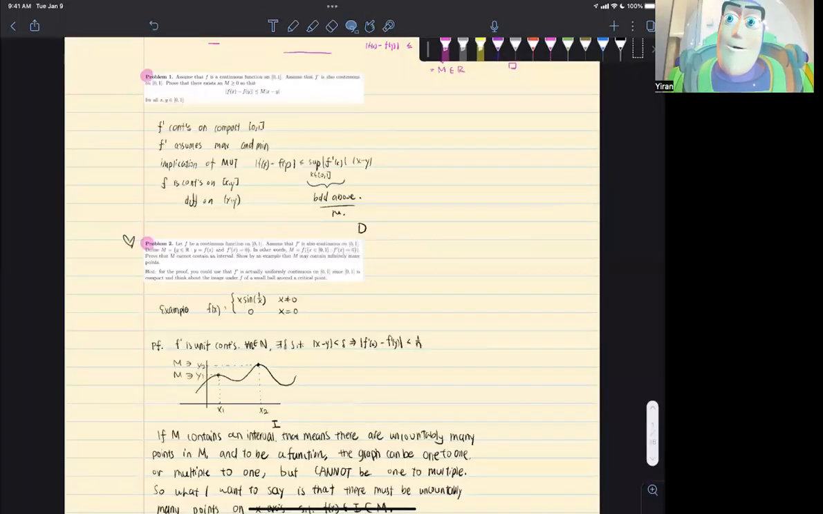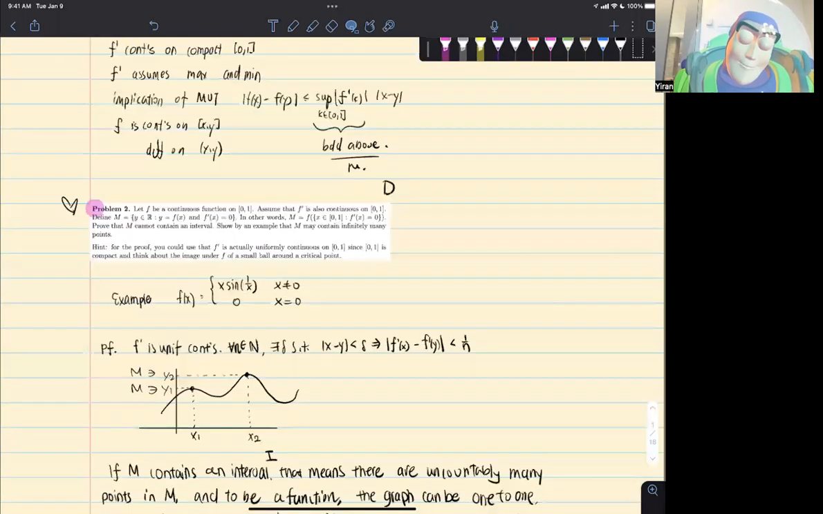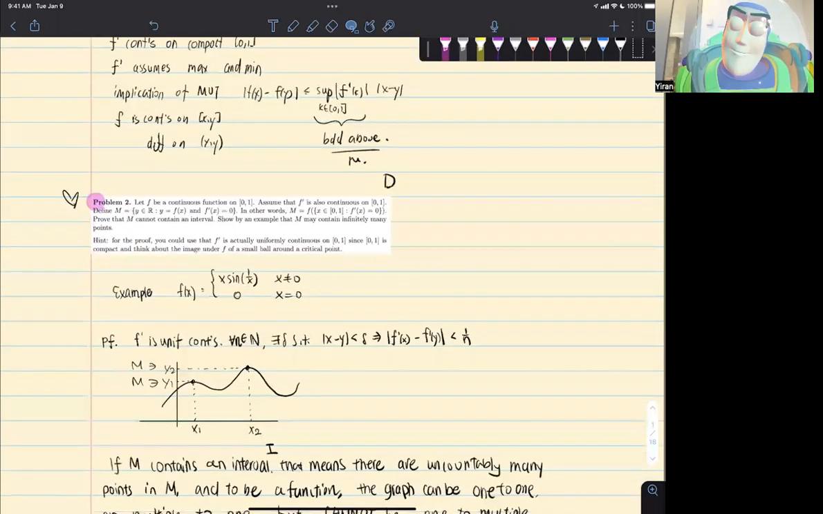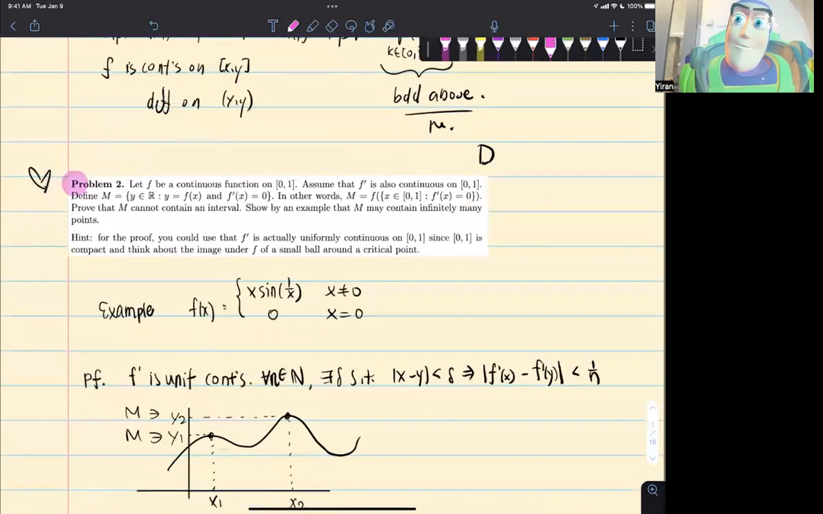Okay, let's look at the next problem. This one is a little bit more involved. I spent quite a long time to figure this one out. So I'm going to explain along with my notes, and I will add some detail when needed. Okay. So let's look at the problem itself.